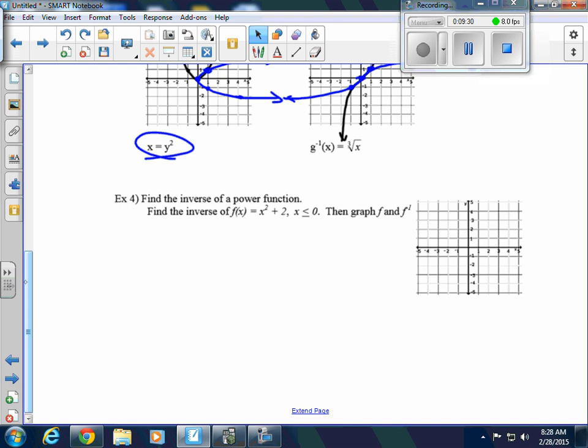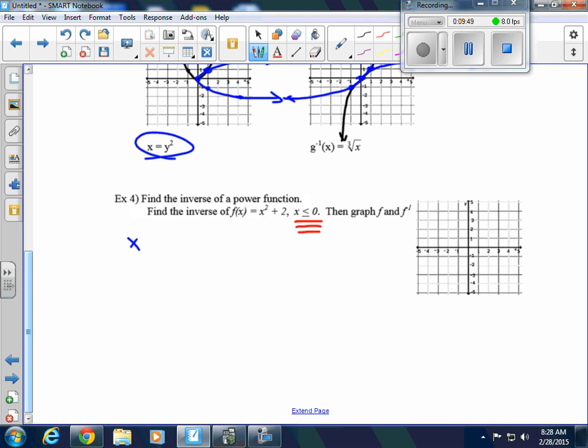So in example 4, we want to find the inverse of a power function. Now notice, one piece of information here is they restrict our domain. They say we can only use x values that are less than or equal to 0, which means they are going to be negative. So we want to find the inverse of this.